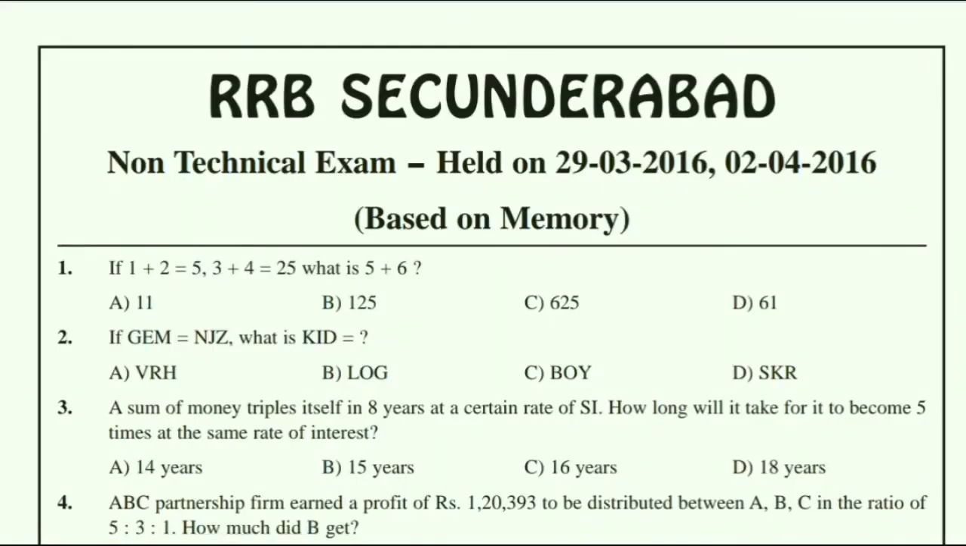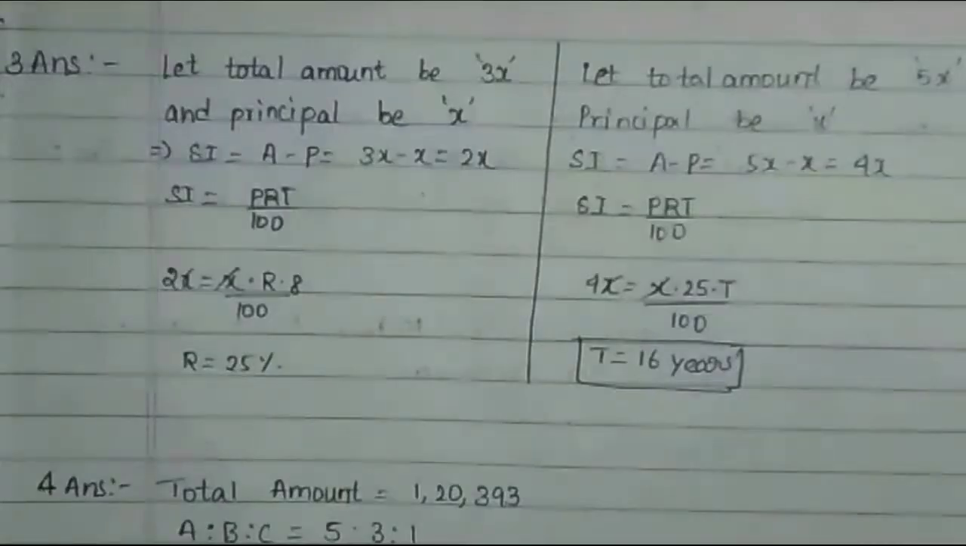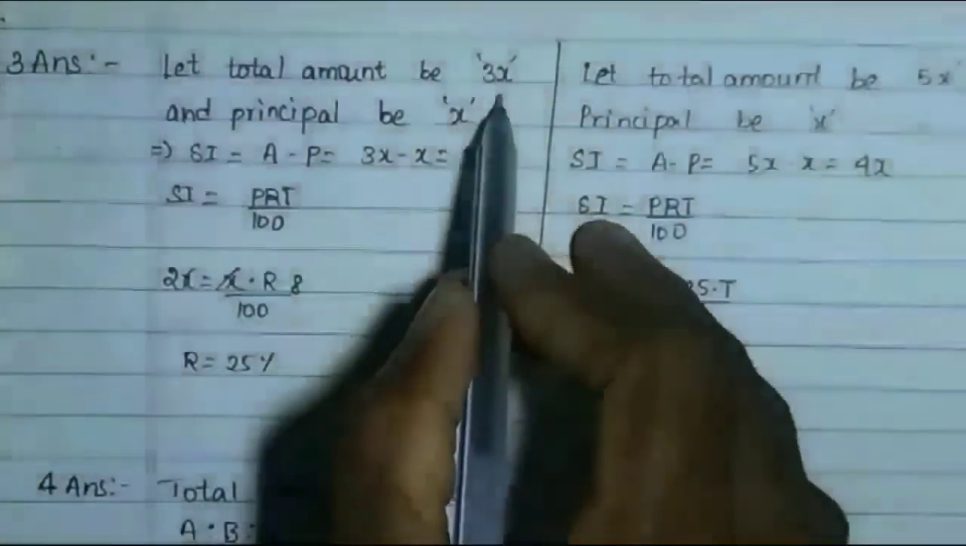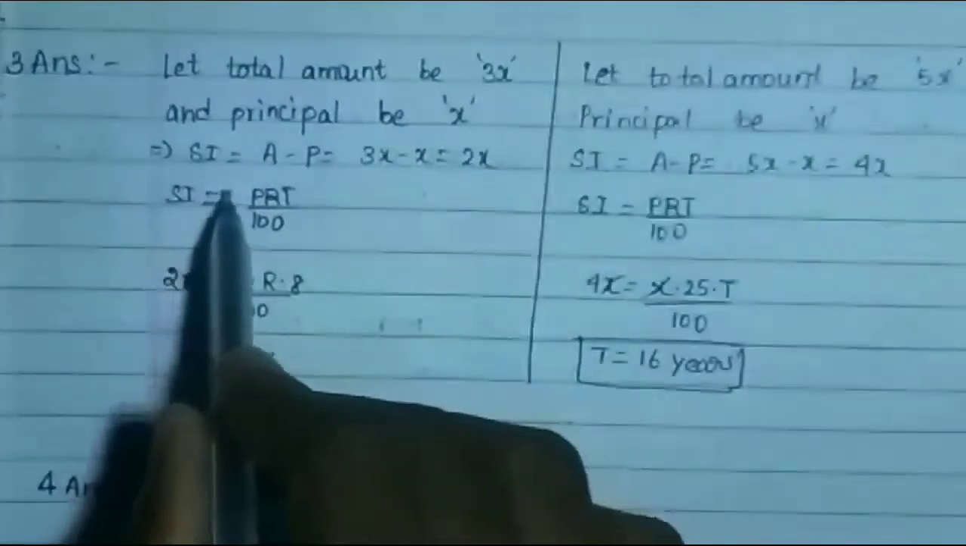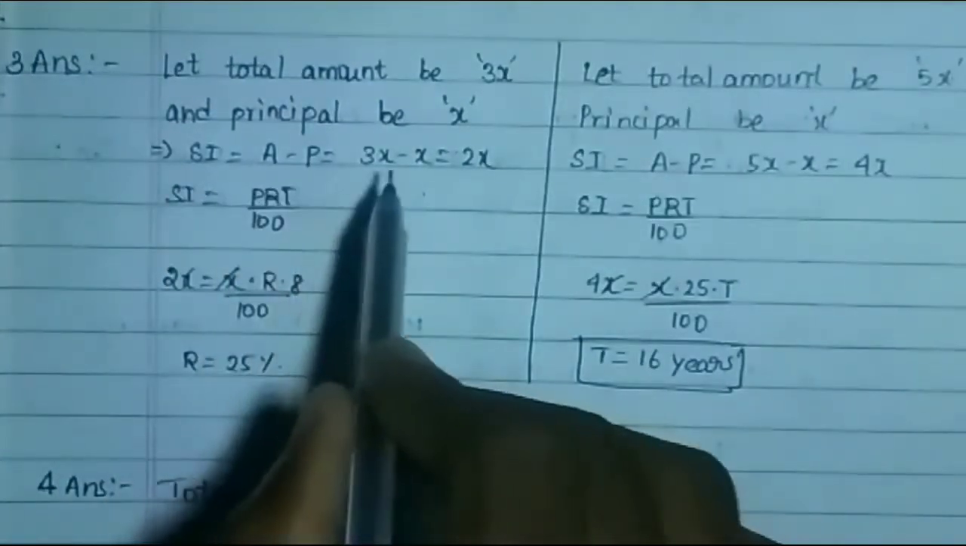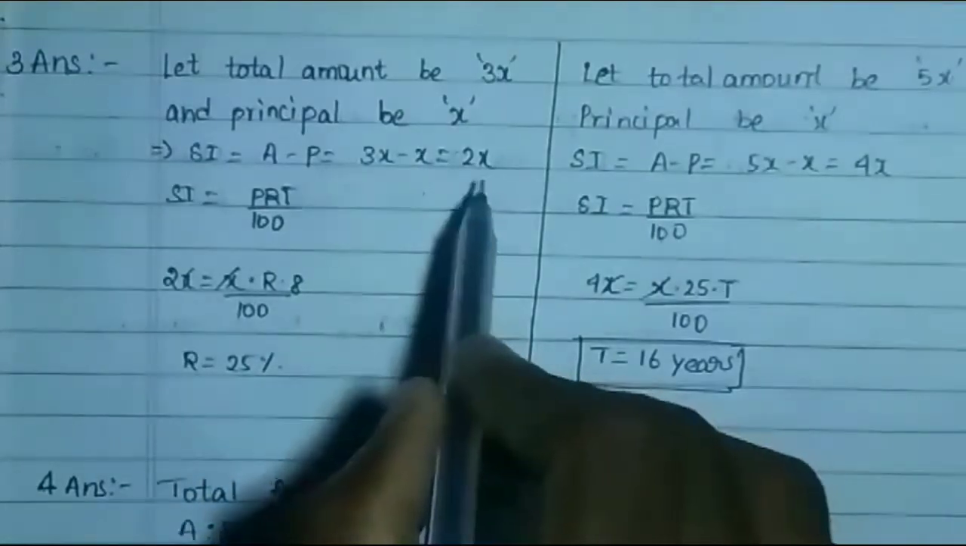A sum of money triples itself in 8 years at a certain rate of SI. How long will it take to become 5 times at the same rate of interest? Here we have to find the rate of interest. Since it is simple interest, the rate of interest is common to every year. So assume the total amount to be 3x and the principal to be x, which implies SI is equal to amount minus principal, that is 3x minus x equal to 2x.